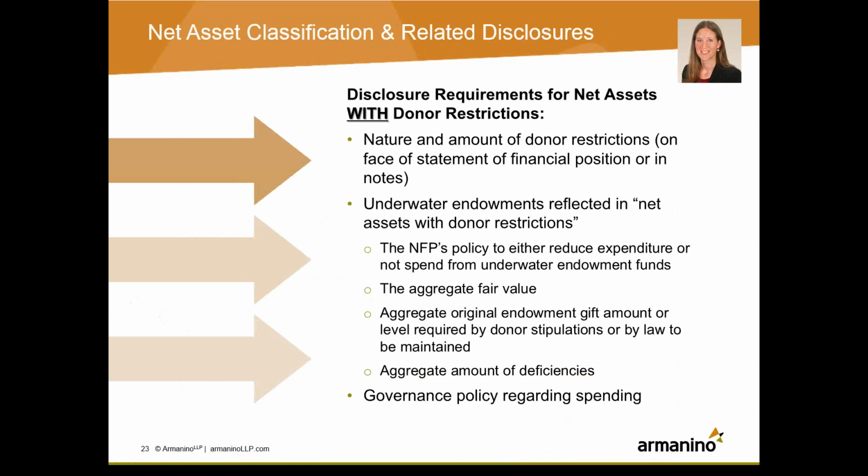And from those two bullets, the next disclosure is the aggregate amount of deficiencies in those endowments. Again, some of that information is not new to us. Nonprofits, by and large, because of the current disclosure requirements, are already reporting much of this information, but there will be a little bit more detail to report these bullets by the individual endowments. And then, of course, the governance policy regarding spending is a key disclosure requirement.